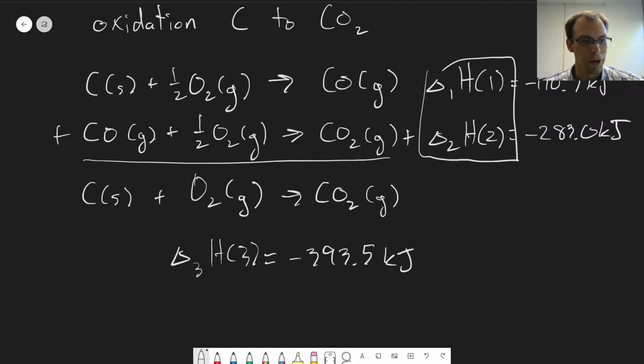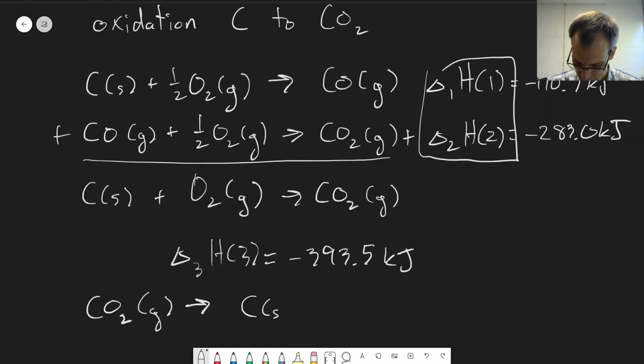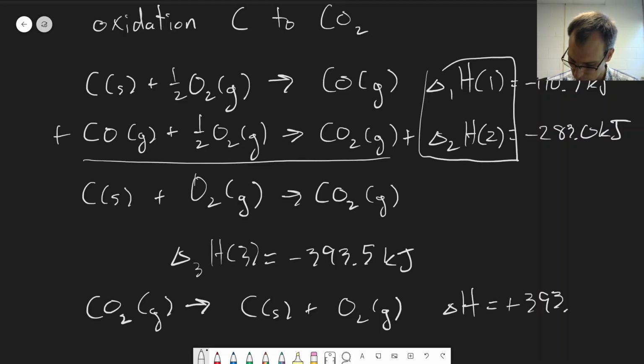One other thing to remember about reactions is that if we flip the reaction around, do the opposite, our endothermic process will become an exothermic process and vice versa. All we do is change the sign. So if we were, say, looking at CO2 decomposing into carbon plus oxygen, it will have the opposite sign. It'll be positive 393.5 kilojoules.